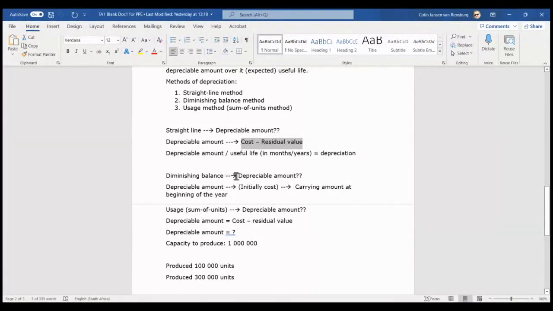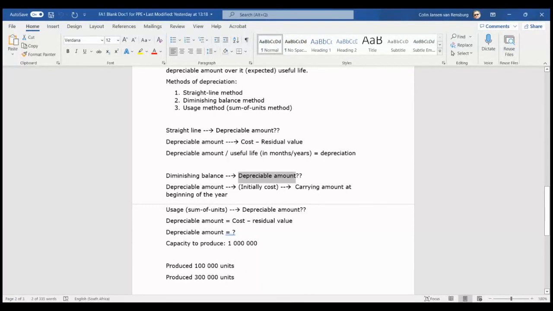Then, ladies and gentlemen, in the case of the diminishing balance method, how do we determine the depreciable amount? In that case, we do not estimate the residual value up front. In the case of the straight line method, we estimate the residual value up front. In the case of the usage method or the sum of units method, we also estimate our eventual residual value up front, but not in the case of the diminishing balance method. Let me just go back to Collaborate. Yes, thank you for those remarks there.